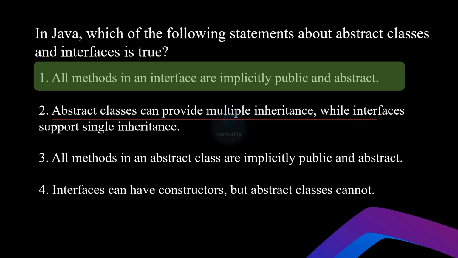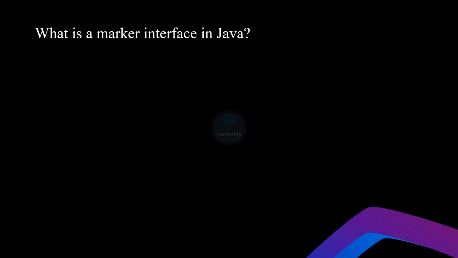Option B is incorrect because it states that abstract classes provide multiple inheritance, while they provide single inheritance just like interfaces. Option C is incorrect because abstract classes can have non-abstract methods and these methods are not necessarily public. Option D is incorrect as both interfaces and abstract classes cannot have constructors. So option 1 is correct. Moving to the next question.